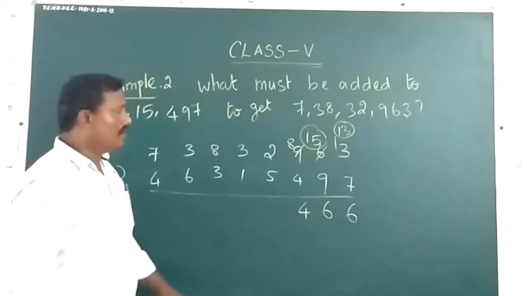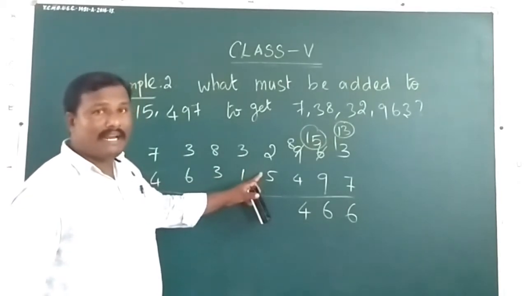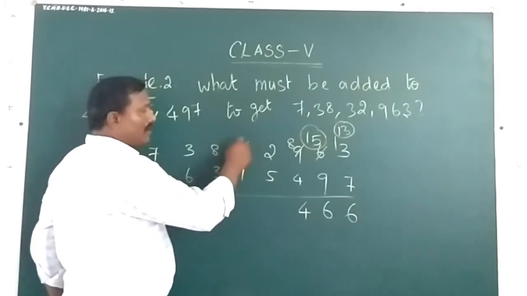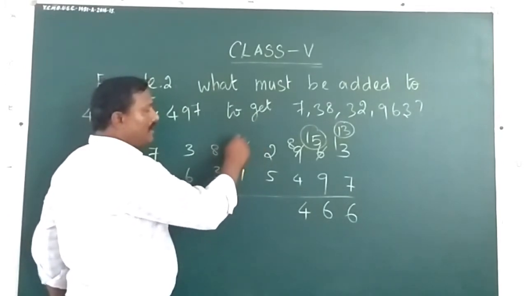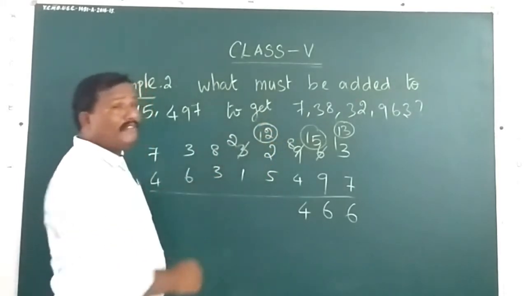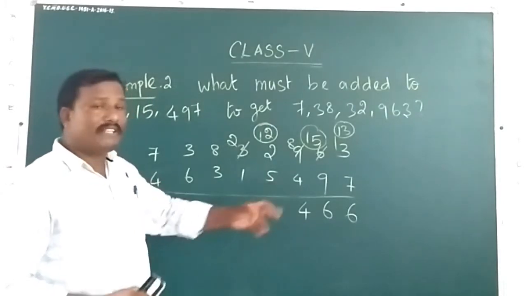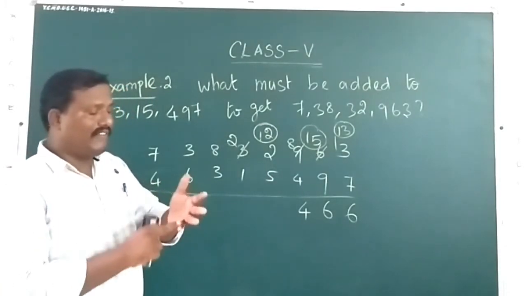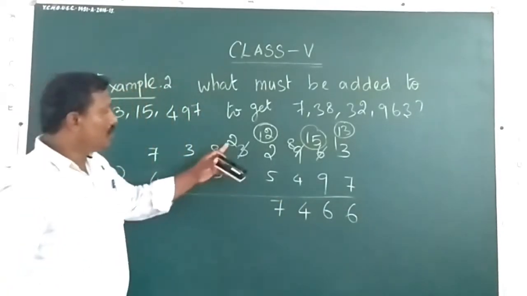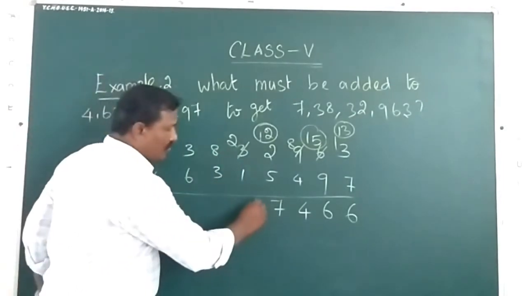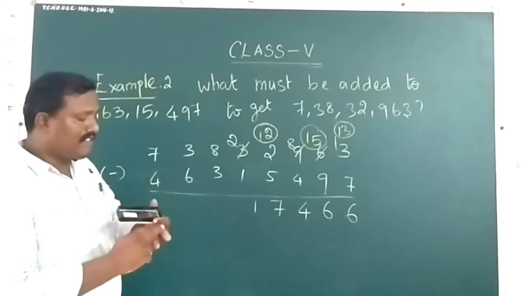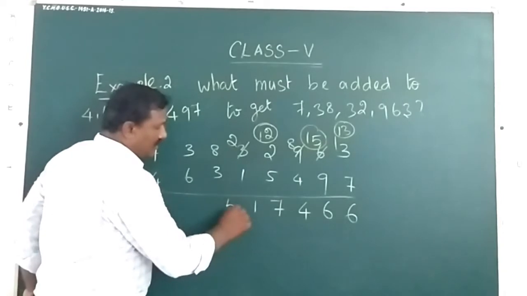The difference is 4. Then 2 minus 5, we can't subtract. We have to borrow from the nearby number. Here 3 is there. If you borrow 1 from this number, it will become 2. Here it becomes 12. So 12 minus 5 we can subtract. 5 after 6, 7, 8, 9, 10, 11, 12. 7 is the difference. Then 2 minus 1 we can subtract, so 1. 8 minus 3 we can subtract. How? 3 after 4, 5, 6, 7, 8. So 5 is the difference.